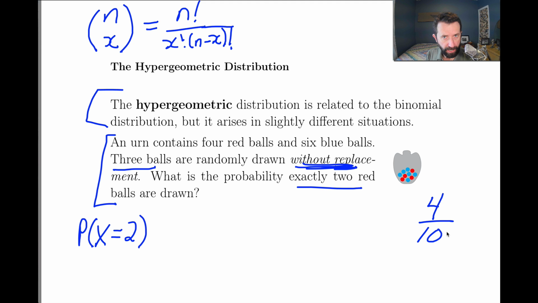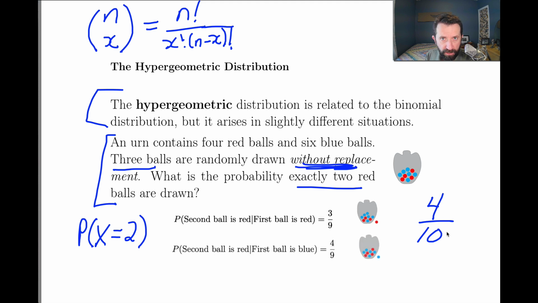And the probability of getting a red ball on the first draw is 4 out of 10. But if the first ball we draw is red, then on the next draw, the chance we get a red ball is 3 out of 9. There's only 3 red balls left out of 9 balls total. And if we got a blue ball on the first draw, then the probability of getting a red ball on the next draw is 4 out of 9. So on the second draw, the probability of getting a red ball is going to depend on what happened on the first draw. And so these draws are not independent.